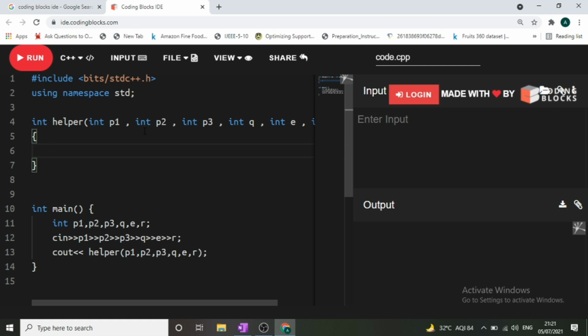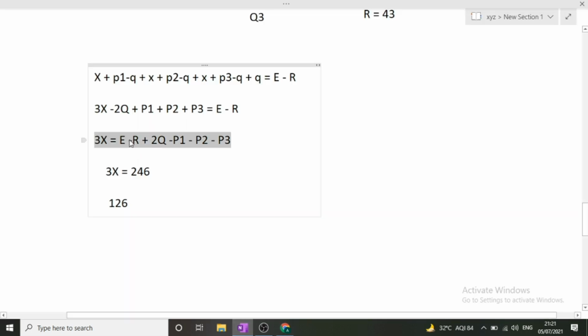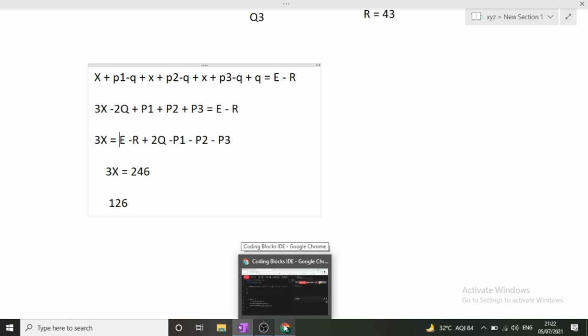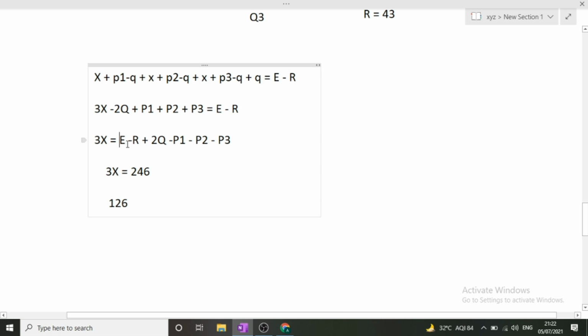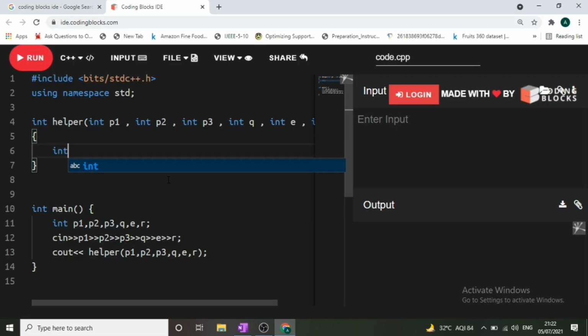First, as I have told you, we found the solution of the second question. Then using that, we found the first answer. Now the equation for the second question was E minus R plus 2q. Let me just copy paste it. Okay, so let's say int second. This is the answer for the second question.